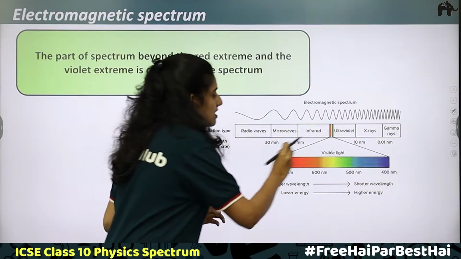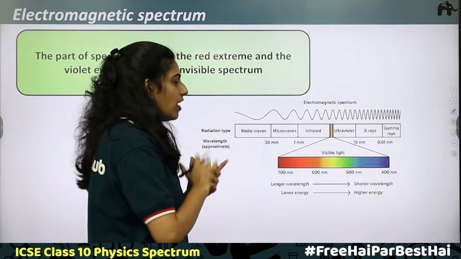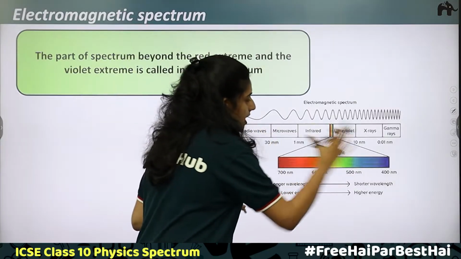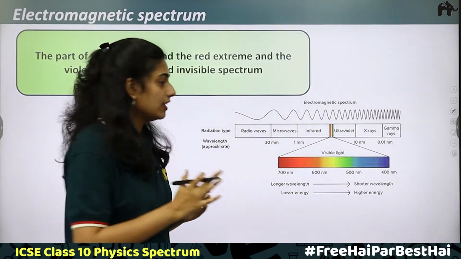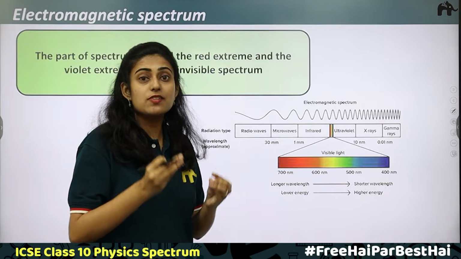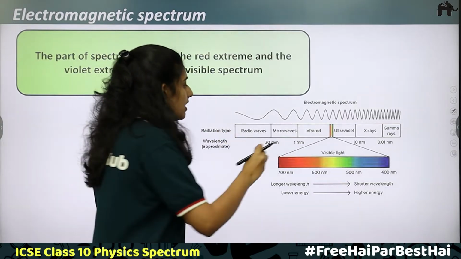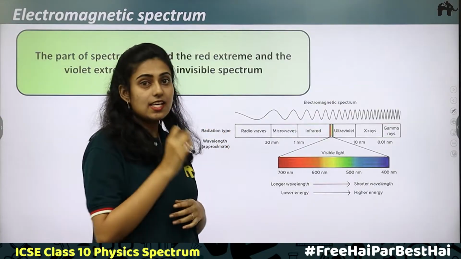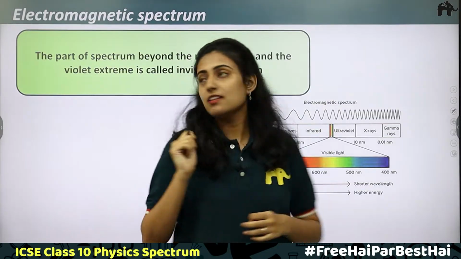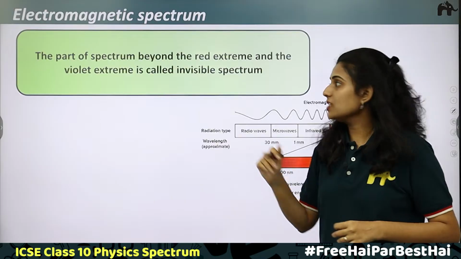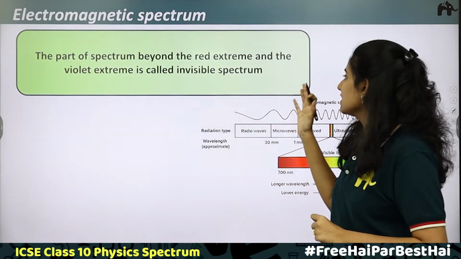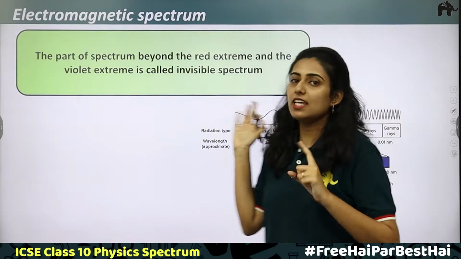So, are these the only things that are present in white light? White light contains other radiations too. So, this part, that is from violet to red, is called the visible spectrum, that is visible to the eyes. It also contains radiations and waves which are not visible to the eyes. These are called the invisible spectrum. So we can define the invisible spectrum. The part of spectrum beyond the red extreme and the violet extreme is called the invisible spectrum.